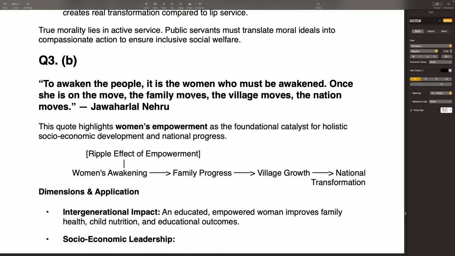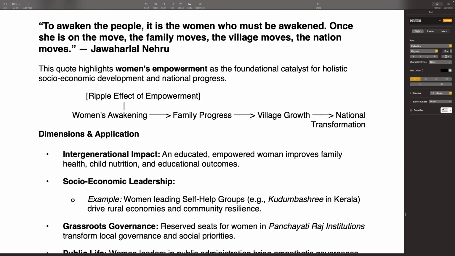To awaken the public, it is the woman who must be awakened. Once she is on the move, the family moves, the village moves, and the nation moves. That is true, actually. This quote highlights women's empowerment as the foundational catalyst for holistic socio-economic development and national progress. Dimension and application: intergenerational impact.